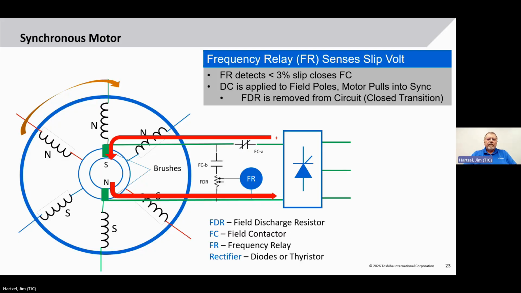Okay. The contacts here are a closed transition, meaning that this top one here, the FCA, closes before the FCB opens, because you don't want to have that open transition or you could get a high voltage generated on the field discharge resistor.